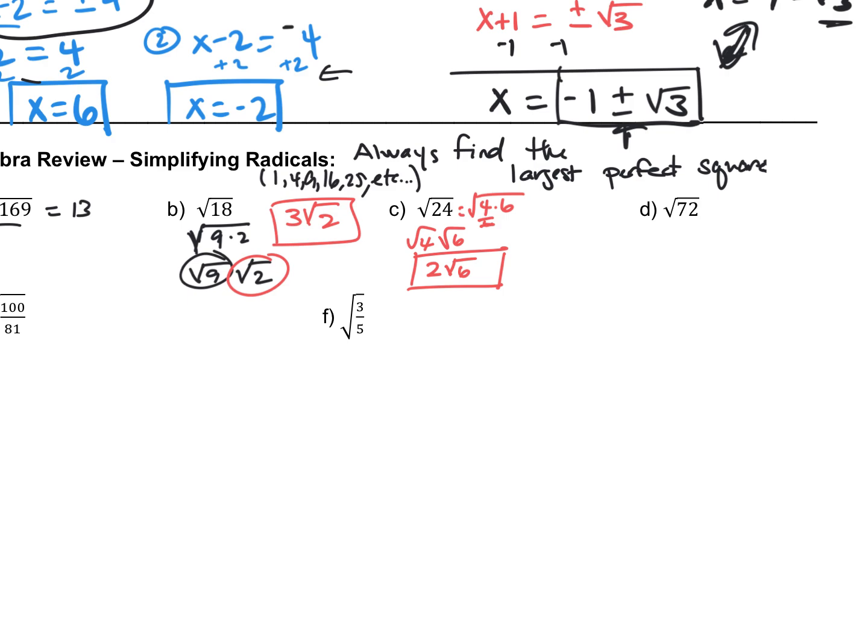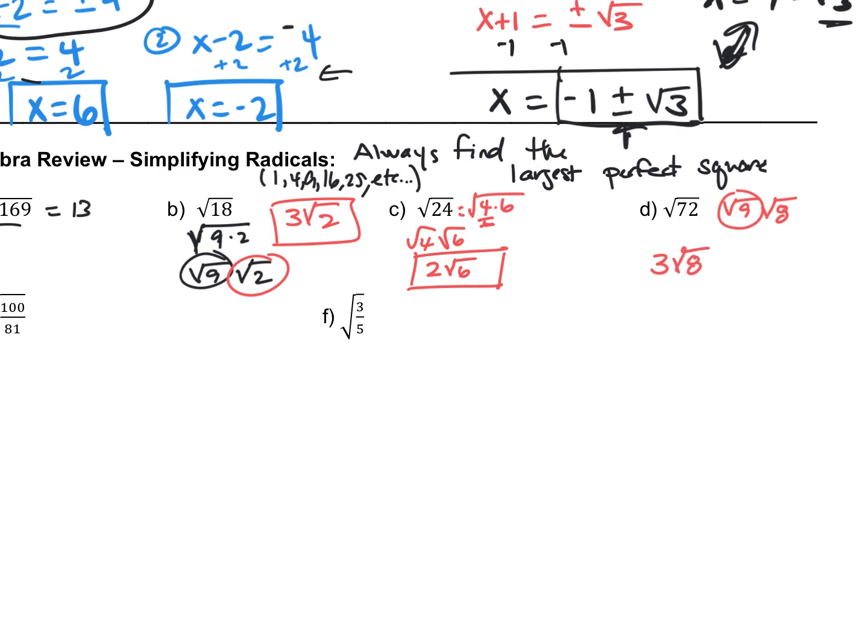The last one, and I'm going to do it just slightly different. The last one's a little bit different, as that if you don't find the largest perfect square, you just have to take an extra step. So I'm not going to find the largest. I'm going to do square root of 9 times the square root of 8. Okay? Well, square root of 9 is 3.